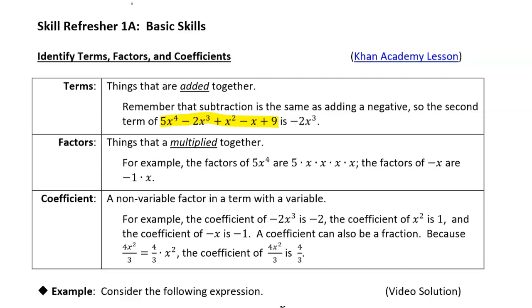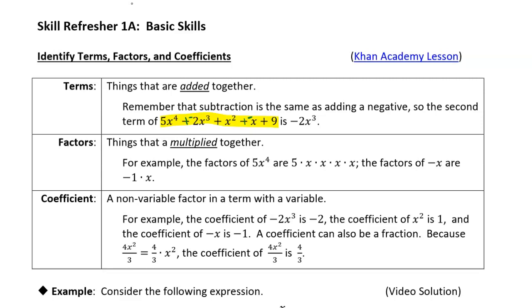But remember that subtraction is really just adding the negative. Okay, so I could change that into plus a negative 2x cubed, which means that the second term of this expression is a negative 2x cubed, right? And then we have an x squared, and then we have another term, which is a subtraction. So I can always change that into adding the negative. So the fourth term is a negative x, just a negative x. And then finally, we have a constant 9. All right, so those are the 5 terms in that expression.